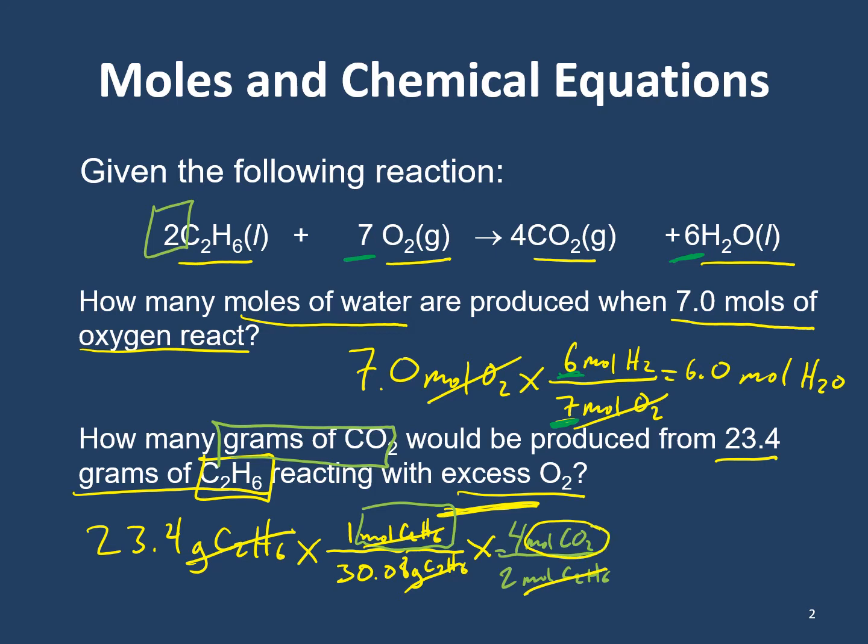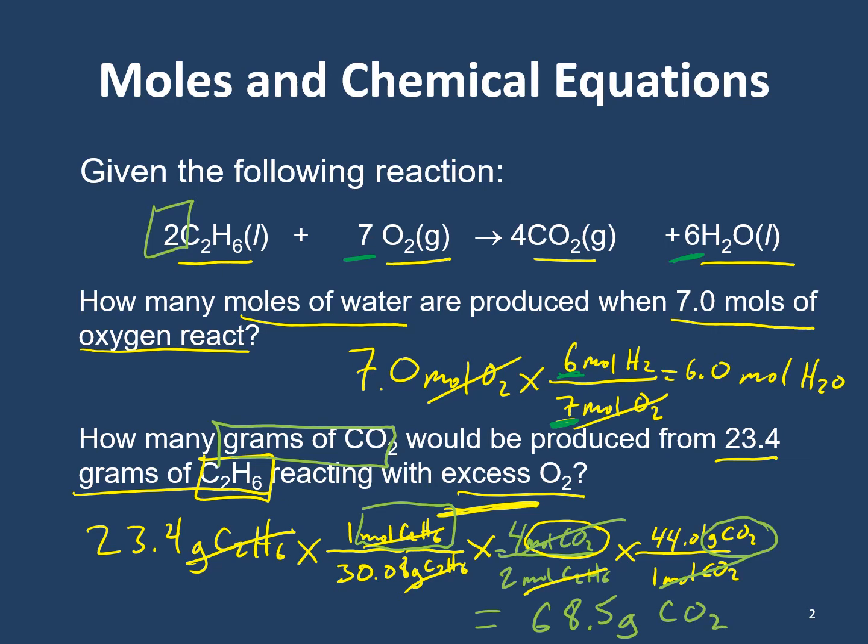Now I wasn't asked for moles of CO2, I was asked for grams of CO2. Well, how do I get from moles to grams? I need to multiply by molar mass. The molar mass of CO2 is 44.01 grams of CO2 for every 1 mole of CO2, and here we can see our moles of CO2 canceling, and we're left with our grams of CO2. If we do these calculations out, we get that our mass of CO2 formed is 68.5 grams of CO2 being formed in this reaction.